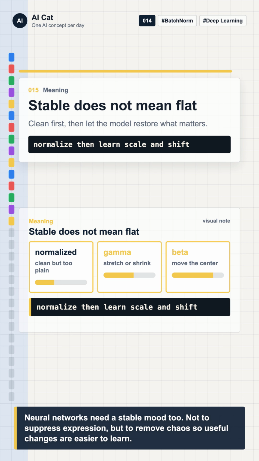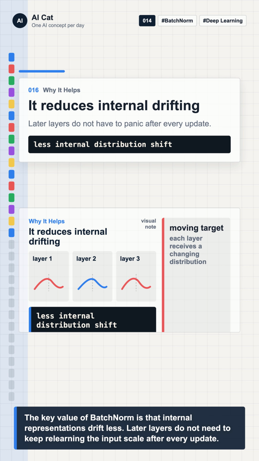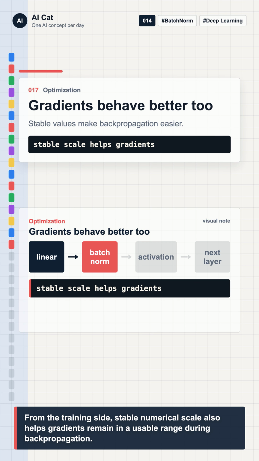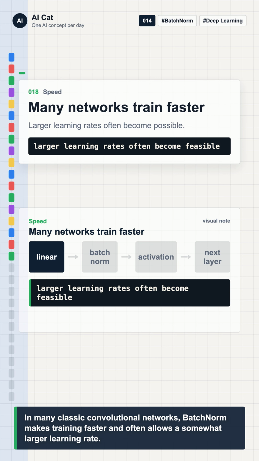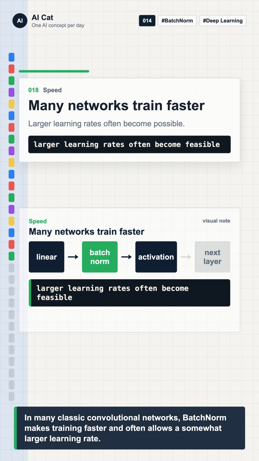The key value of batch norm is that internal representations drift less. Later layers do not need to keep relearning the input scale after every update. From the training side, stable numerical scale also helps gradients remain in a usable range during backpropagation. In many classic convolutional networks, batch norm makes training faster and often allows a somewhat larger learning rate.